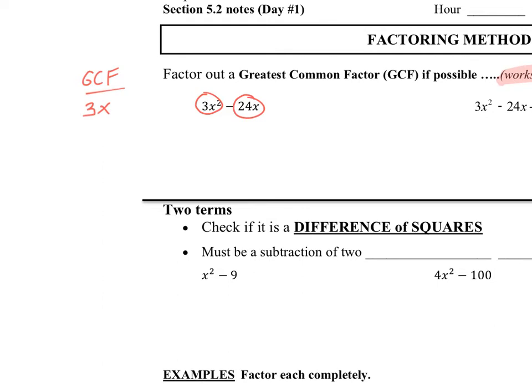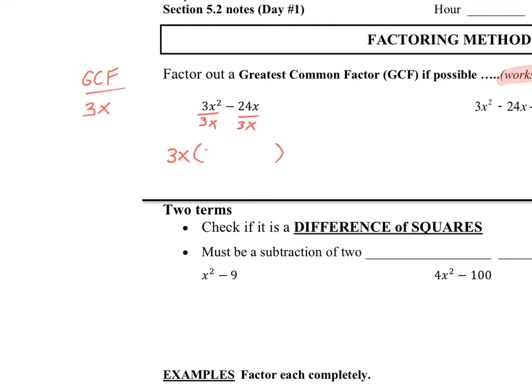So what we're essentially doing is, let me erase this. We are dividing each term by the GCF. So we're dividing each term by 3x. So when we do that, we put the GCF in the front, and then all the leftovers are going to come after it. So what is 3x squared divided by 3x?